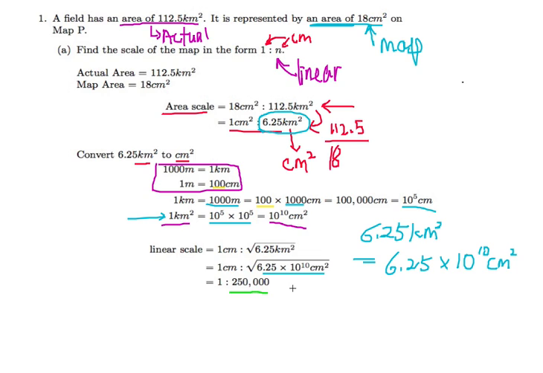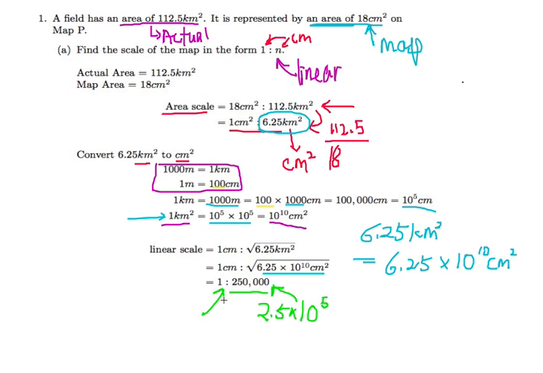So you just simply type into your calculator, or if you're fast enough, you take 6.25. If you look at 6.25, the square root of 6.25 is actually 2.5, and then 2.5 you square root 10 to the power of 10, which is 10 to the power of 5, which will give you this as well. So this is the linear scale, so this is the end answer.